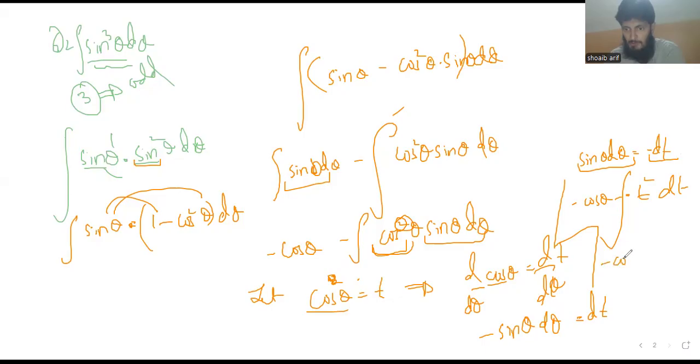So we get minus cos theta, minus minus plus. So the integration of t square is equal to t cube divided by 3 plus c. So we have the final answer: minus cos theta plus cos cube theta divided by 3 plus c. This is the final integration of the given function. Okay. Now we are going to the next question.